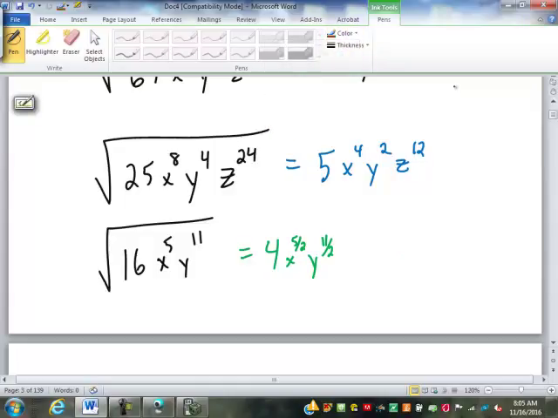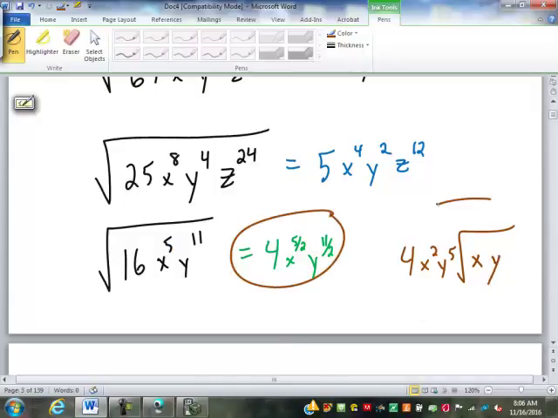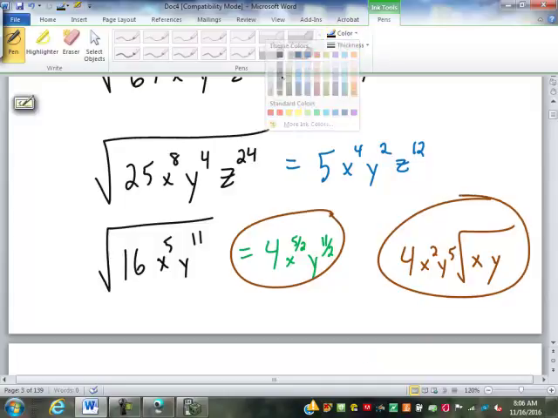Or the alternative way is this. Square root of 16 is 4. X to the 5th, when we square root it, 5 divided by 2 is 2, with a remainder of 1. So the remainder stays inside the radical, inside the root. Y to the 11th, when I square root it, 11 divided by 2 is 5, with also a remainder of 1. So either way of writing that is acceptable. When I do a test or a quiz, I'll try to be more kind to you than that.